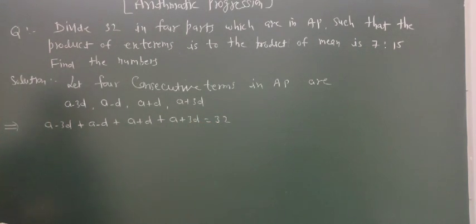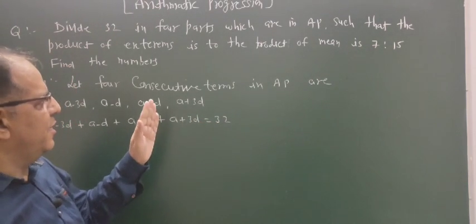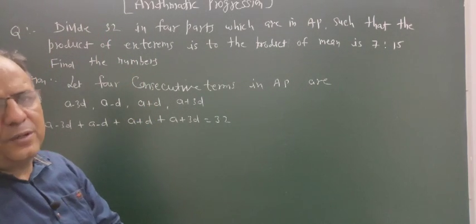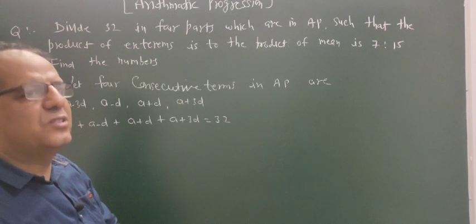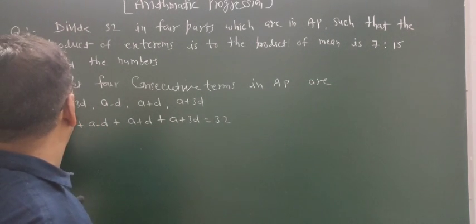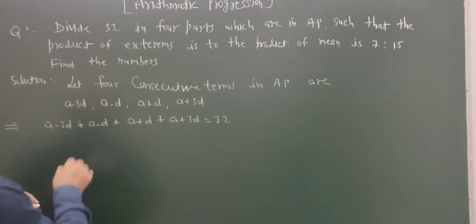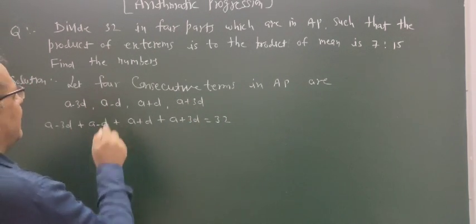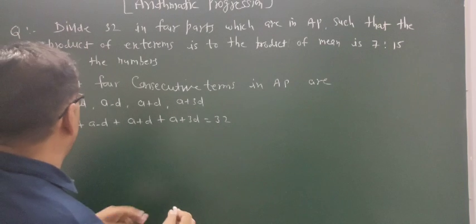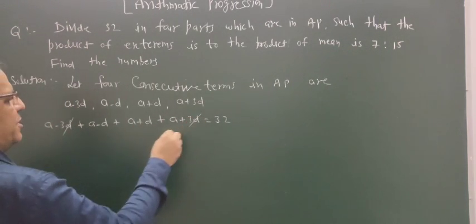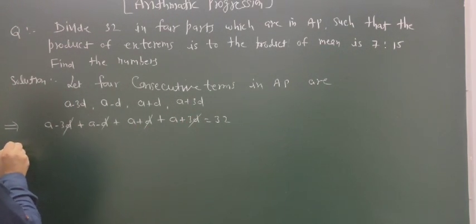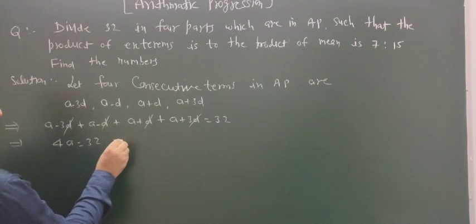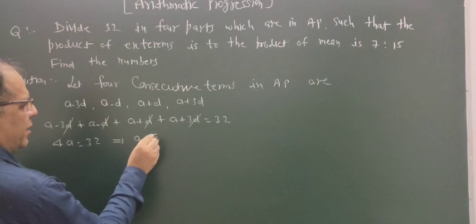We discussed in the previous video that if we want to select 4 numbers in AP whose sum is given, then the fruitful selection for us is a minus 3d, a minus d, a plus d and a plus 3d. Now minus 3d plus 3d, and d and minus d cancel out. So we have 4a equal to 32, that means a equals 8.